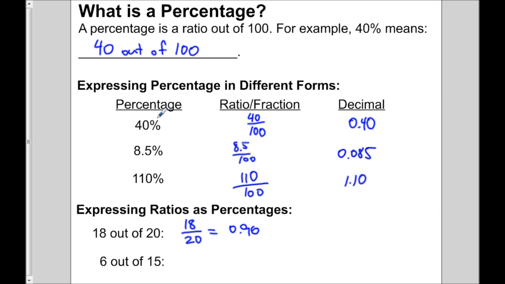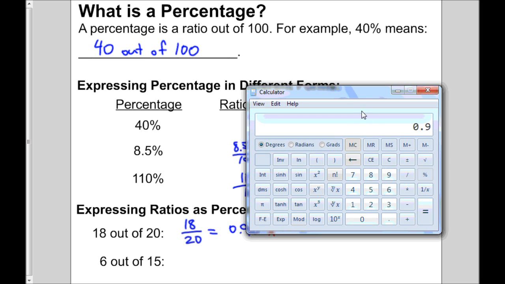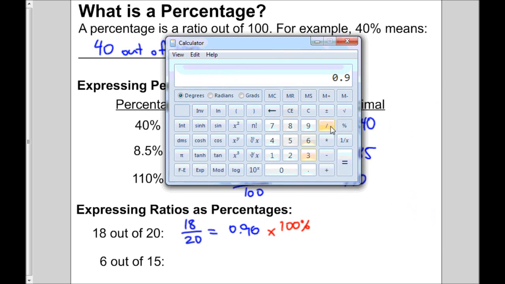Now, notice that when we went from percentage to a decimal, we divided by 100. Okay? So if we want to go the other way, we're going to multiply by 100. So from decimal to percentage, we just do the opposite thing. We're going to multiply by 100%. And so let's just do that. So that's 0.9, right, times 100. So that gets you 90%.